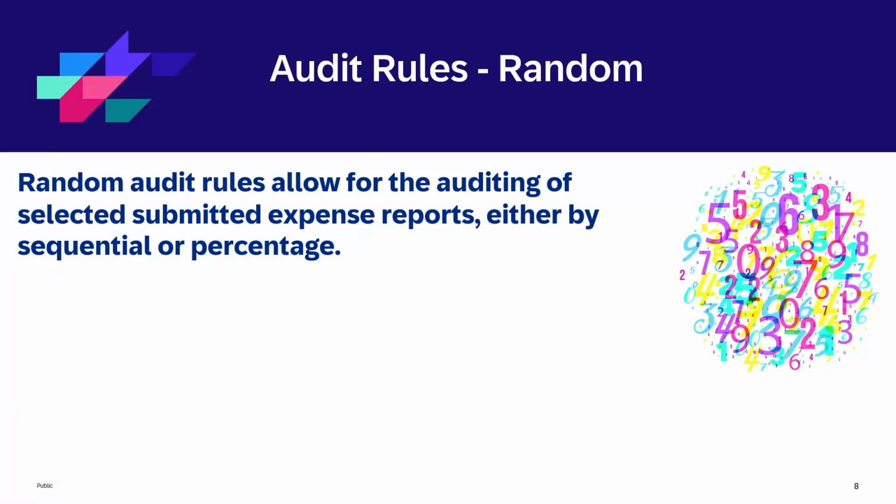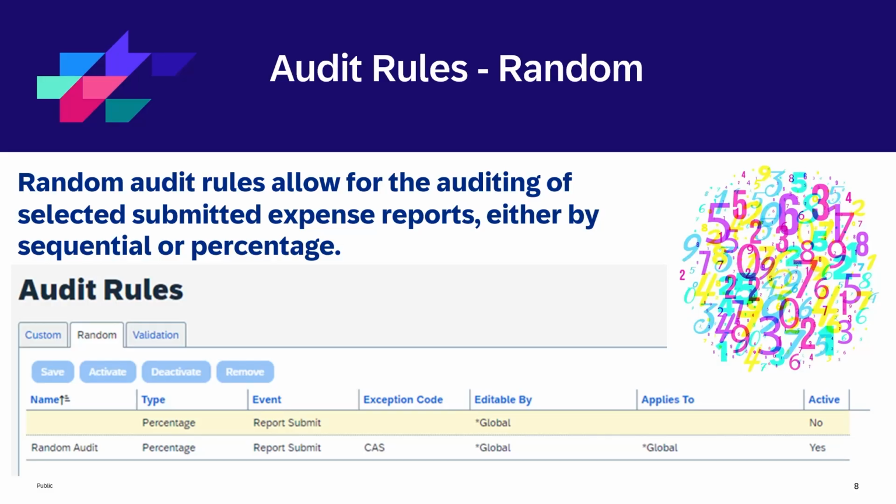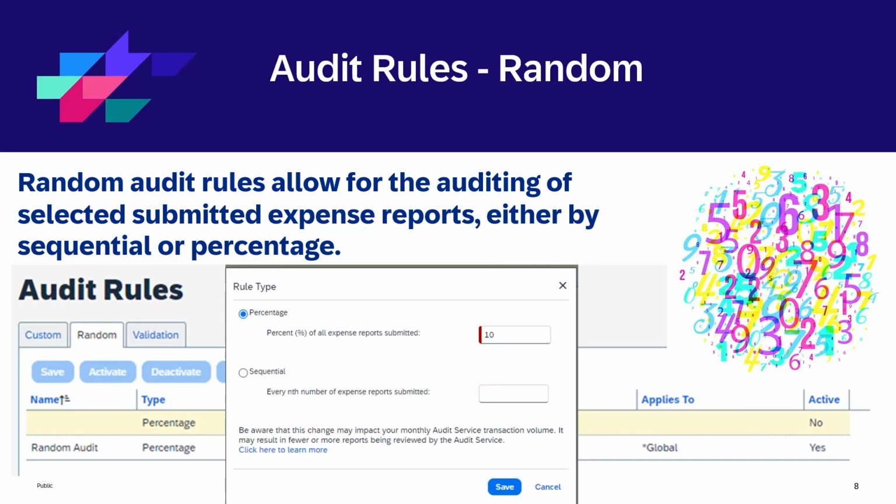Random audit rules allow for auditing of expense reports, either a percentage of reports selected, say setting it at 10%, then every report has a 10% chance of being selected or tagged for audit. Or a sequential number of reports, for example every 5th report submitted gets tagged for auditing. The percentage-based rule is based on averages. In the long term, the desired percentage of the reports will be audited. In the short term, the actual percentage of reports might be slightly more or less.